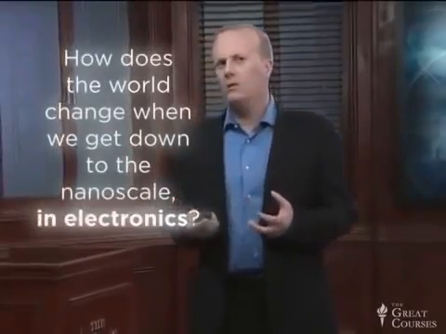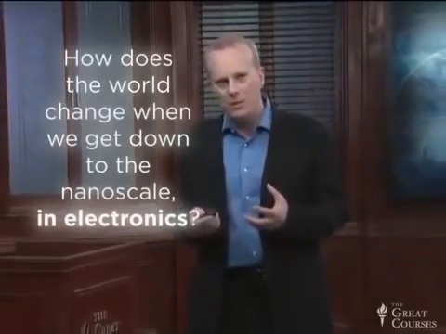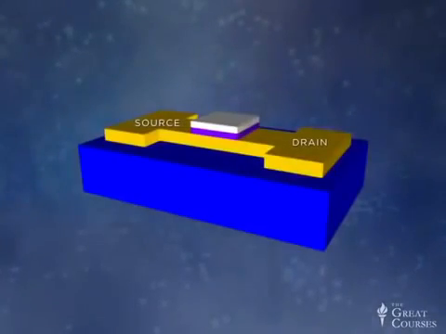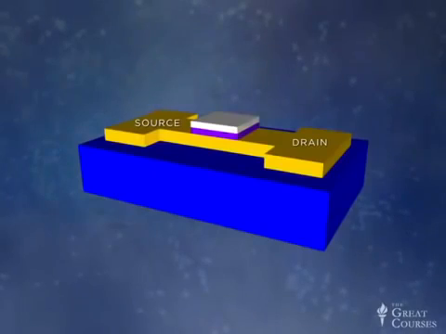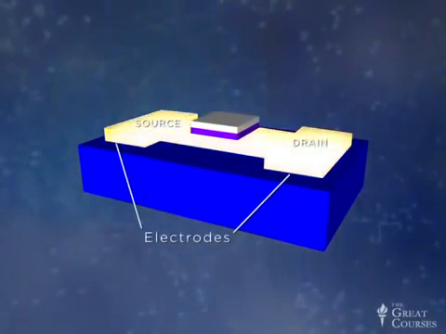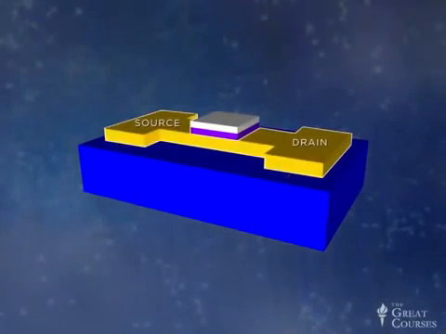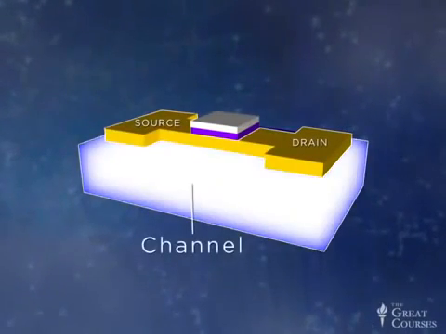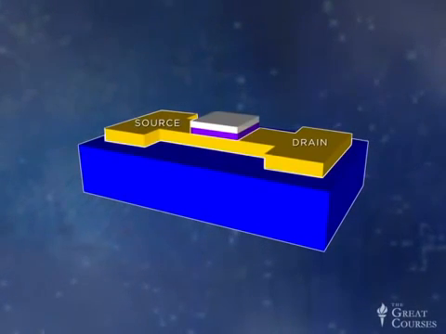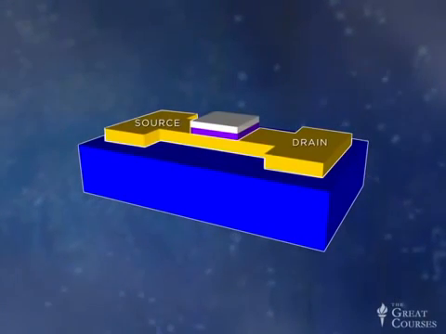How does the world change when we get down to the nanoscale, specifically in electronics? And to do that, I need to take just a bit of time to describe in a little more detail how one of these semiconductor transistors works. This picture is showing a transistor in a cross-section. And laterally disposed are two electrodes through which current can flow. This is called the channel, and it's exactly as it sounds, just like water would flow through a channel. Here are electrons. Current is flowing through a channel.